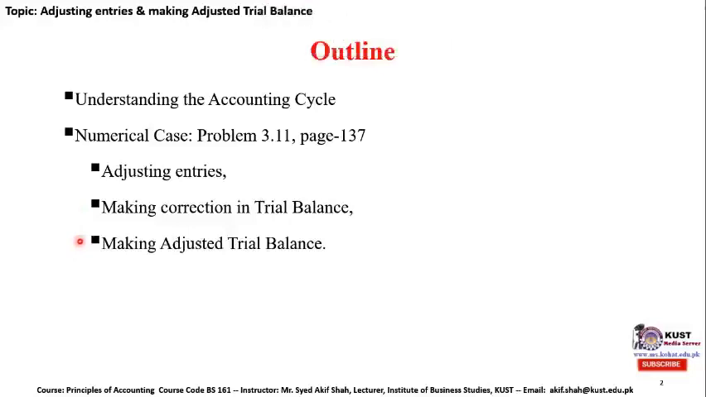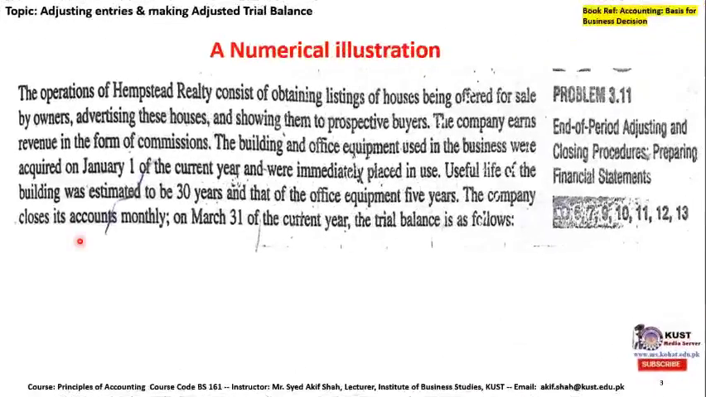Let's move to the next slide to see the numerical illustration and then to discuss how to do those adjusting entries. So this is a thorough and detailed numerical illustration, which is problem 3.11, and this short narration states what we are going to do in this particular numerical problem, that is end of the period adjustments. We have to perform certain closing entries procedures, and then finally prepare the financial statements that consist of making the income statement, statement of owner's equity, and then finally the balance sheet.